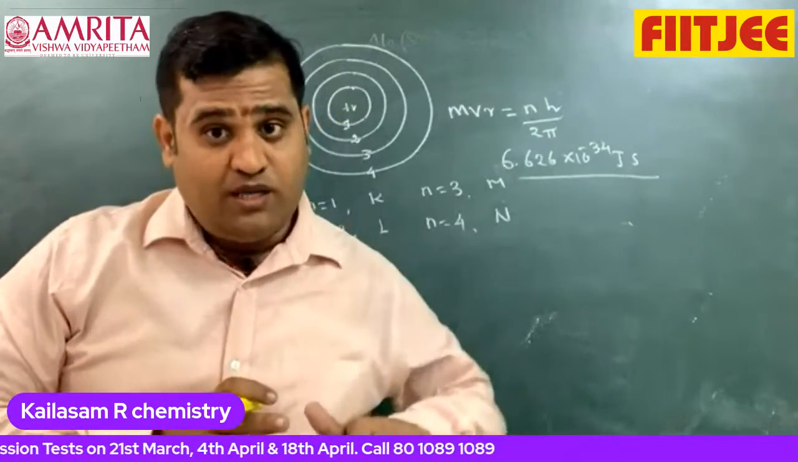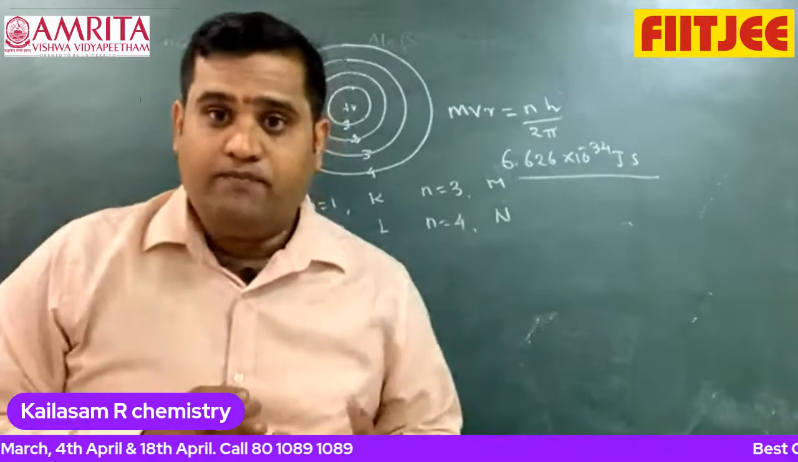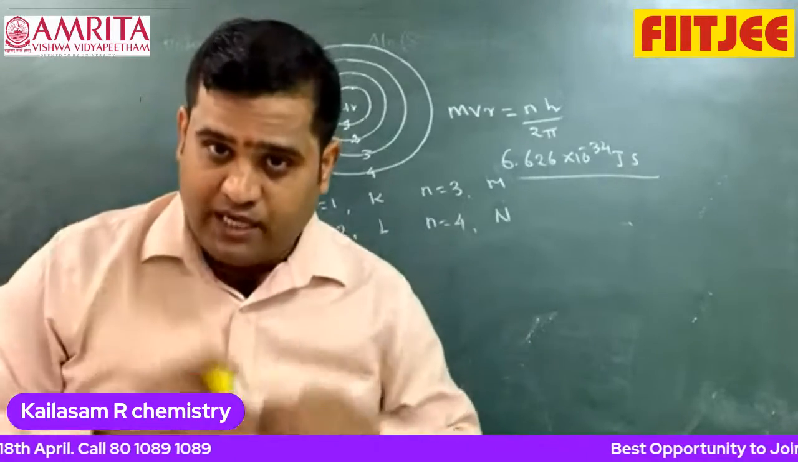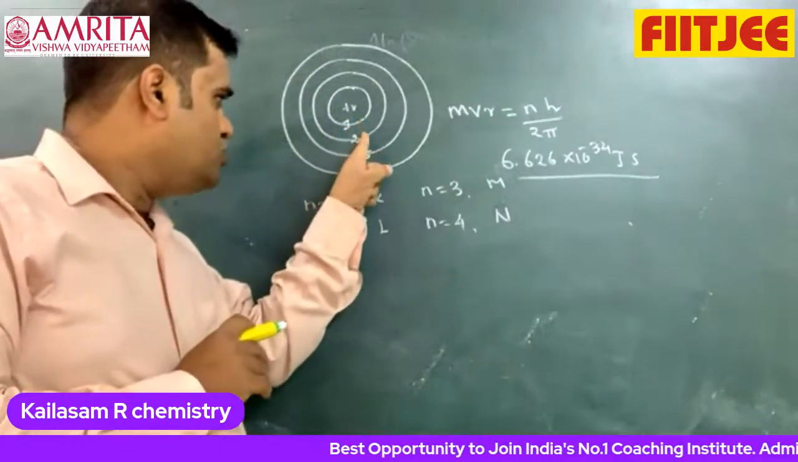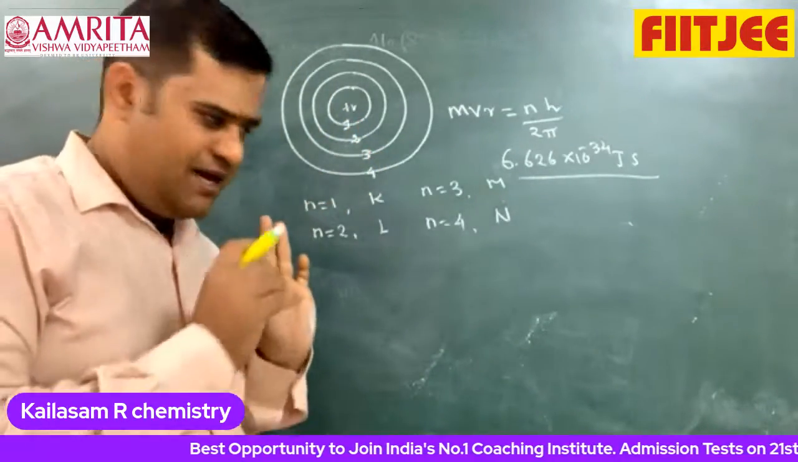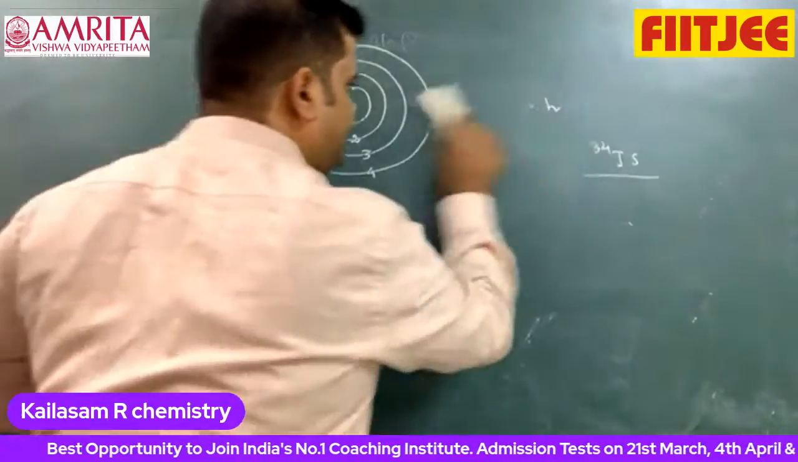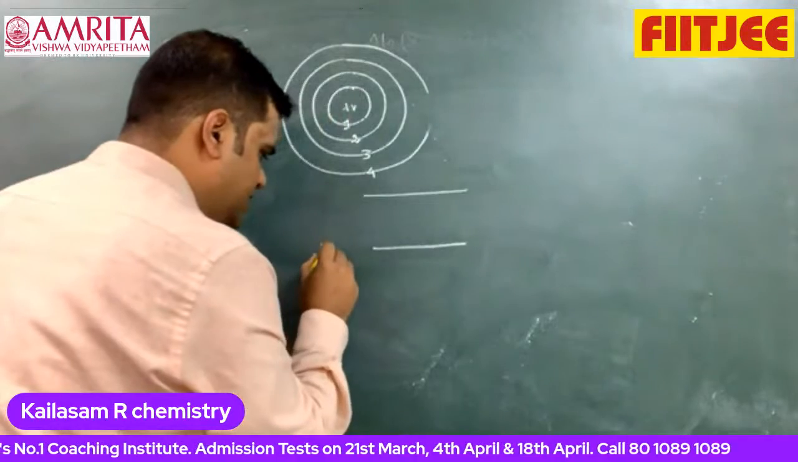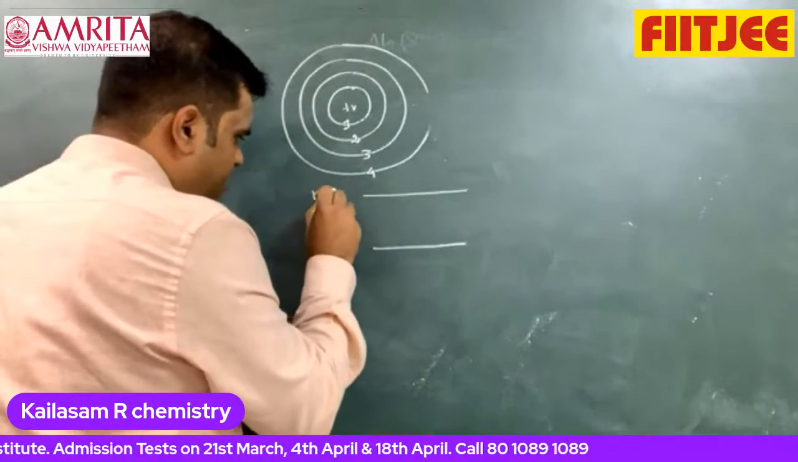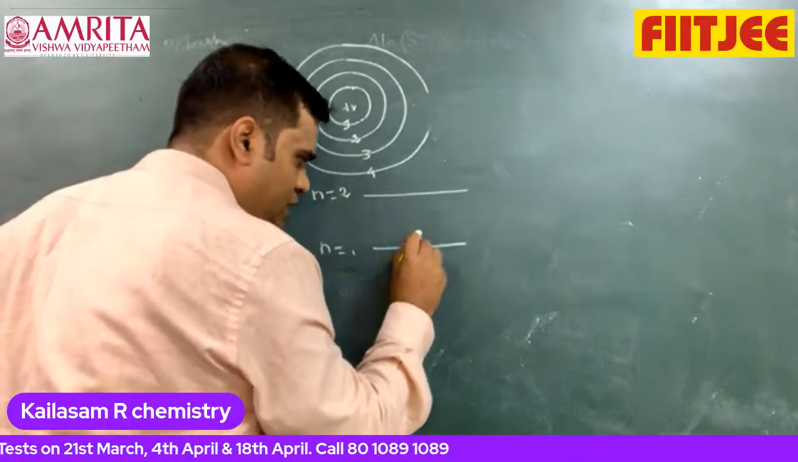Fine. The next question they are asking is when the electron is going to absorb energy and when it is going to emit energy. Very simple. I can say this is 1, 2, 3, 4. Listen. Look at this. I can say that this is n is equal to 1, and this is n is equal to 2. Now here the electron is there.